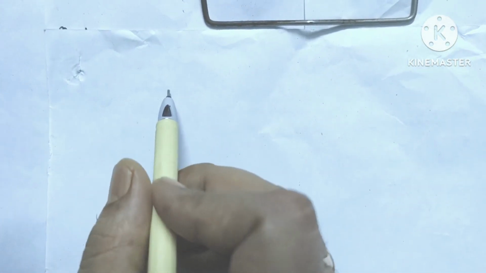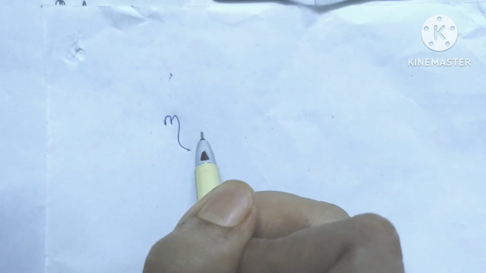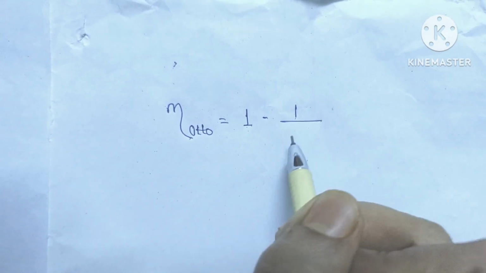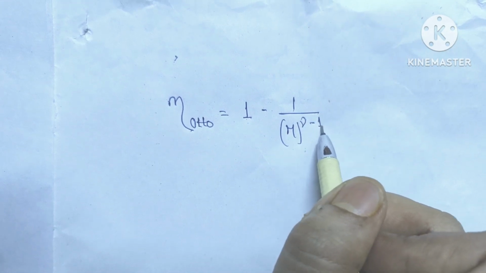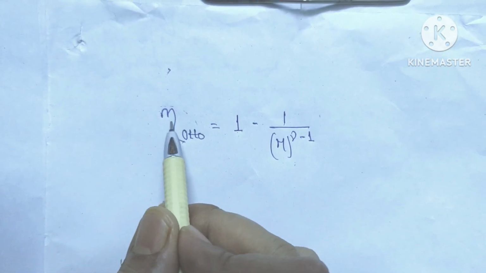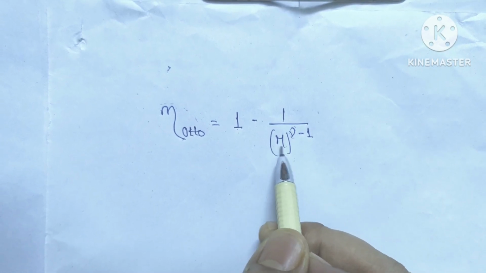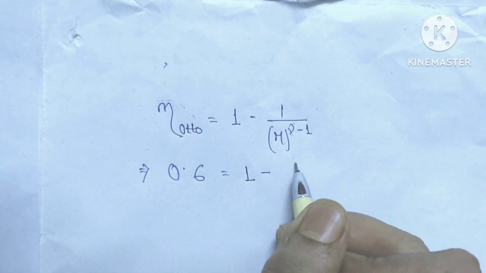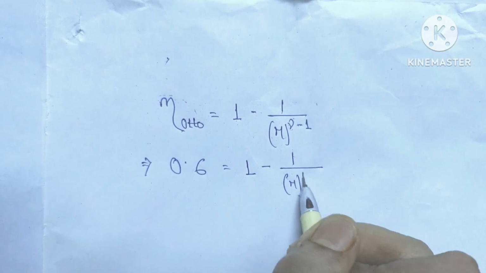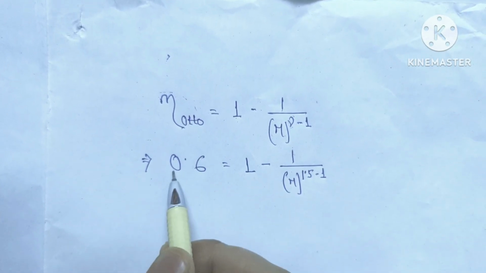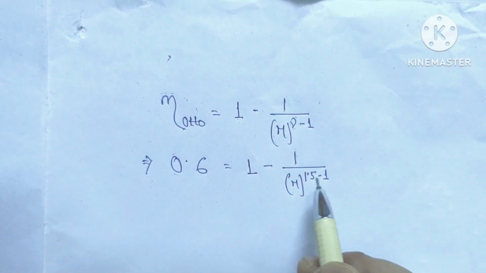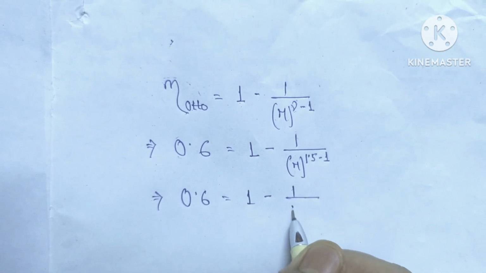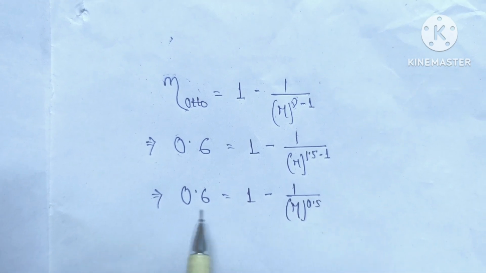Now firstly we need to write the formula for efficiency of Otto cycle, that is eta Otto equals 1 minus 1 by R to the power gamma minus 1. Now by putting the value of eta Otto and gamma, we can easily calculate the value of R. So eta Otto is 0.6 equals 1 minus 1 by R to the power 1.5 minus 1. The value of eta Otto is given as 0.6 and gamma is 1.5. That is 0.6 equals 1 minus 1 by R to the power 0.5.